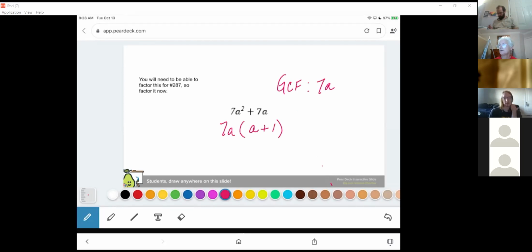Now, let me just tell you, if it is equal to 0, anything with an A in it, anything with a variable in it, has to be set equal to 0. So when you get to this on your homework, if this was equal to 0, you would set this equal to 0 and this equal to 0. That's where you put "or." If there's an equal sign, you set any factor that has a variable in it equal to 0.